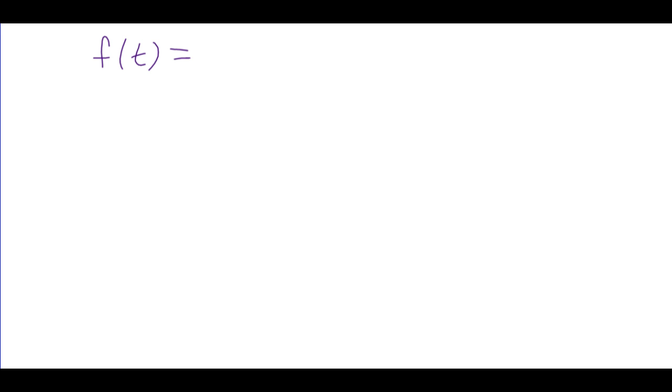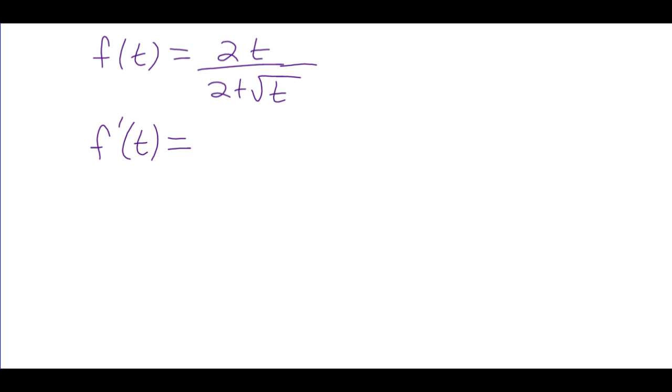So I'll just do a couple more examples. So f of t is 2t over 2 plus root t. We want f prime of t. We don't give you the formula, right? We don't tell you what the product rule is. We don't tell you what the quotient rule is. You are expected to know this.